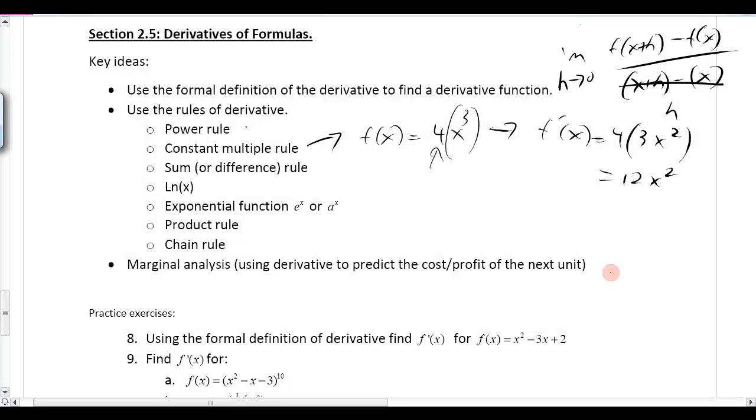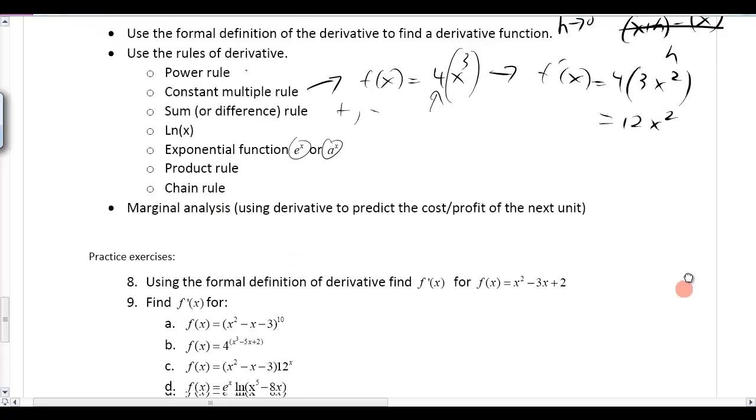Sum or difference rule, that's the other one. Sum or difference means adding or subtracting. That means break your problem up into several parts. You need to know natural log derivatives, exponential functions, either e to the x or a to the x, product rule, and chain rule.